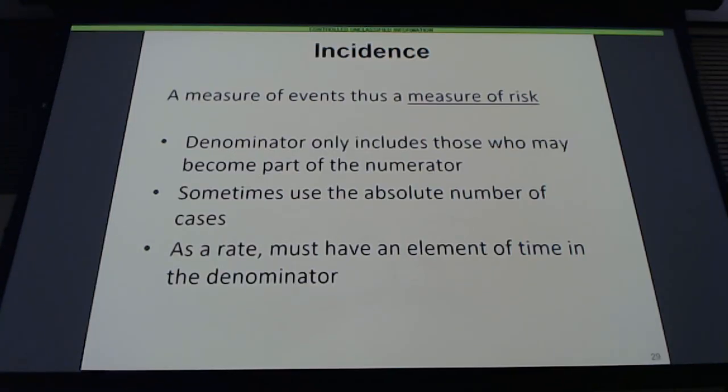Okay. Incidence, measure of events, this measure of risk. Here it just covers a little bit more, like the denominator only includes those who may become part of the numerator. So that means the population at the bottom, the denominator, has to include the folks that could possibly be sick. That's all that's telling you. And then understand incidence is a rate of time because it's over a specific time period, so that denominator should be an element of time.